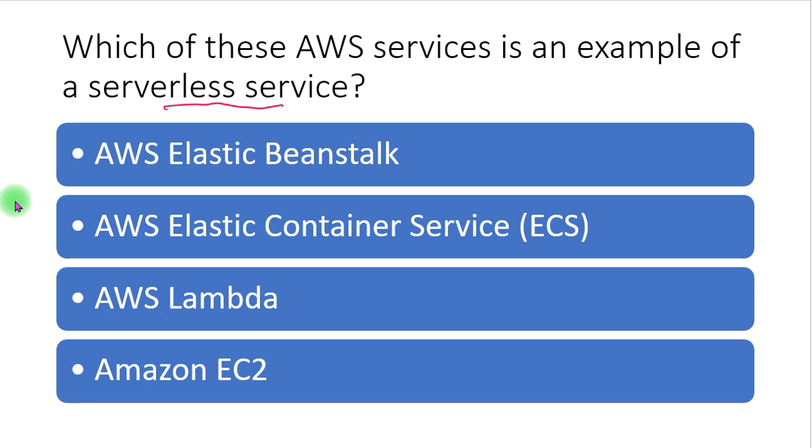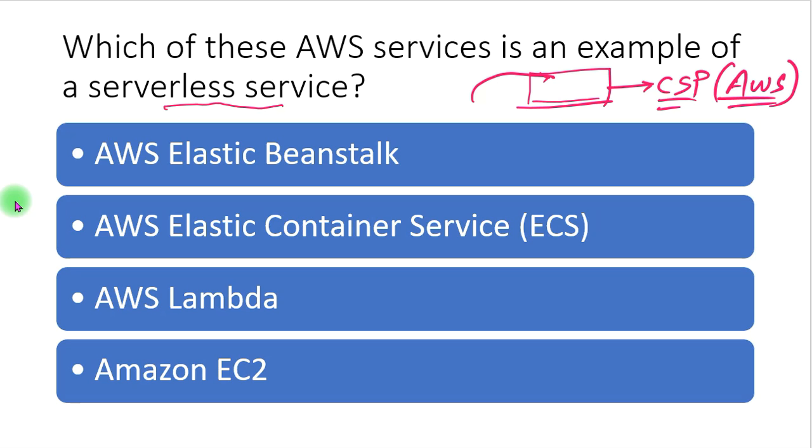Whatever server is used by our application is provided by the cloud service provider, CSP. In this case we have AWS, right? It will provide the server. We just need to launch our code and run it. After that we just pay for the time our code runs, and we only need to worry about our code. We don't need to worry about the underlying infrastructure or the server. That's why this is known as a serverless service.